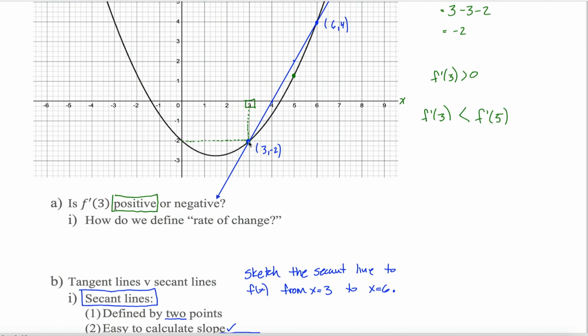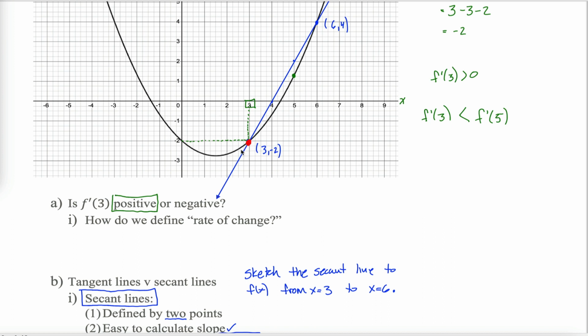X equals 3 corresponds with this point that we've seen a few times now. But how are you going to draw the line if you only have 1 point? A line is defined by 2 points, which is why sketching the secant line was so easy when we have 2 points. Tangent line is defined by 1 point, so sketching the line that's defined by 1 point is going to be a lot harder.